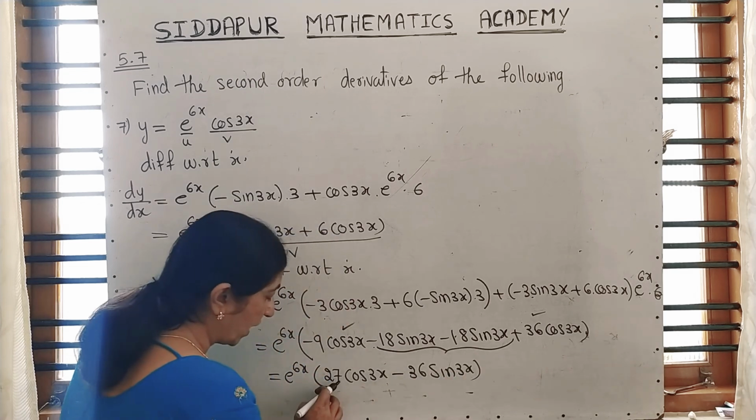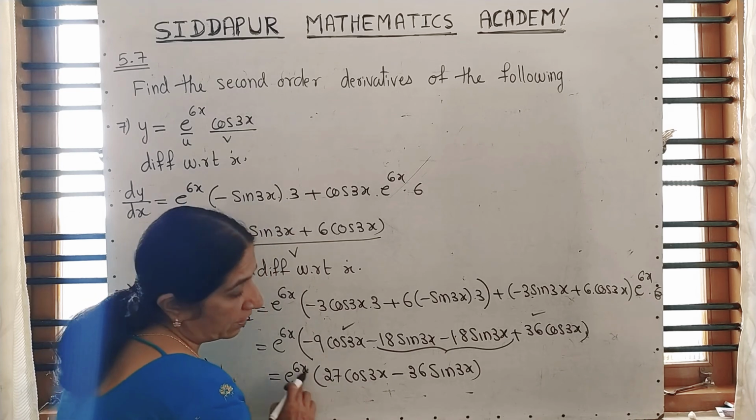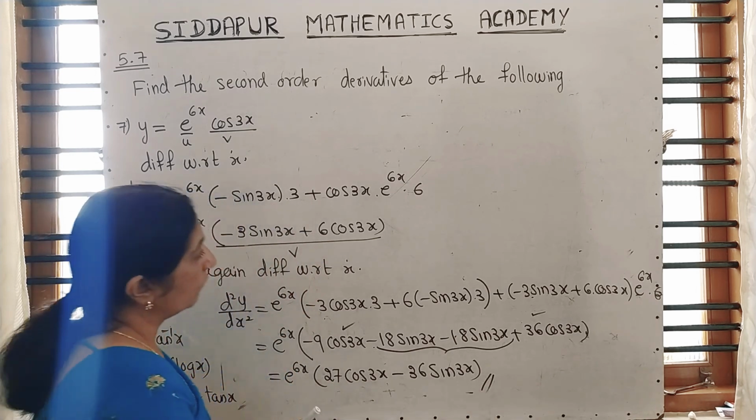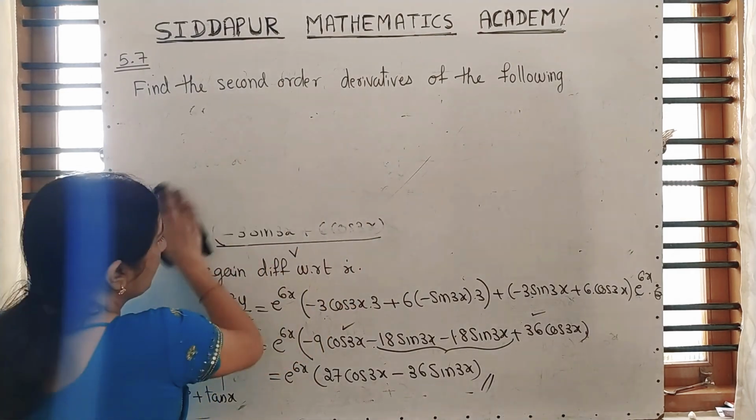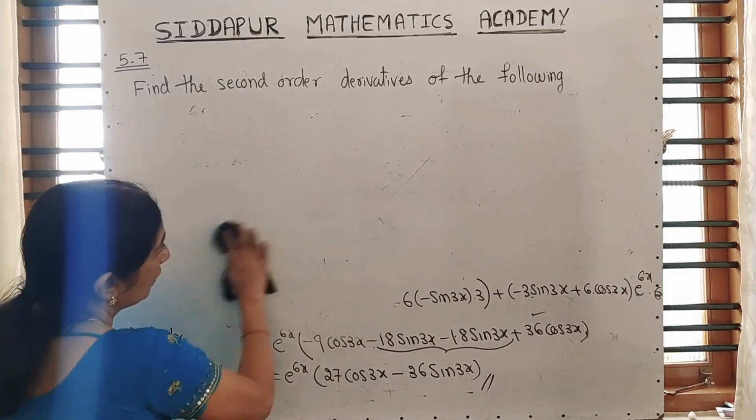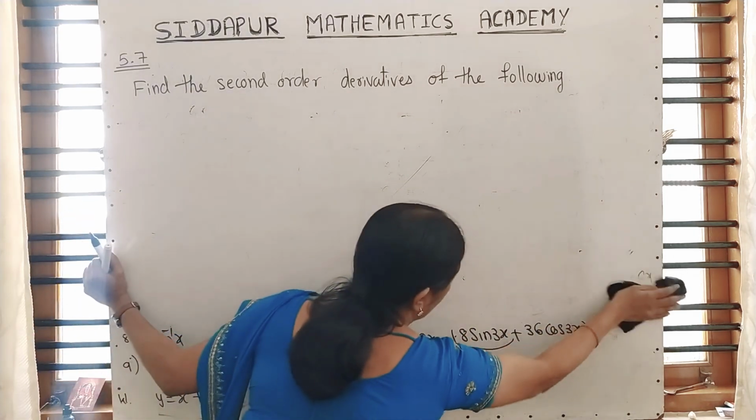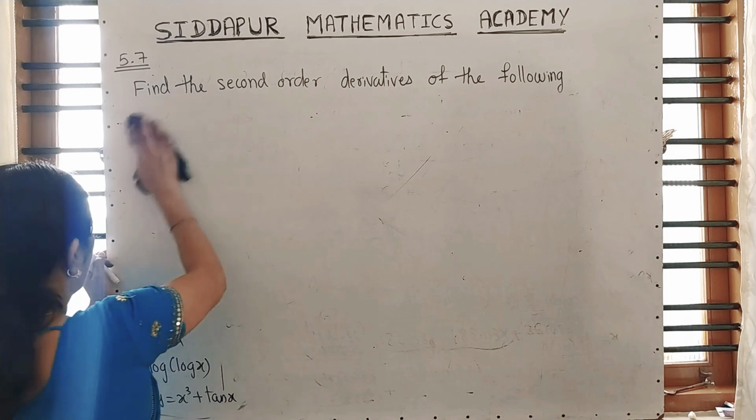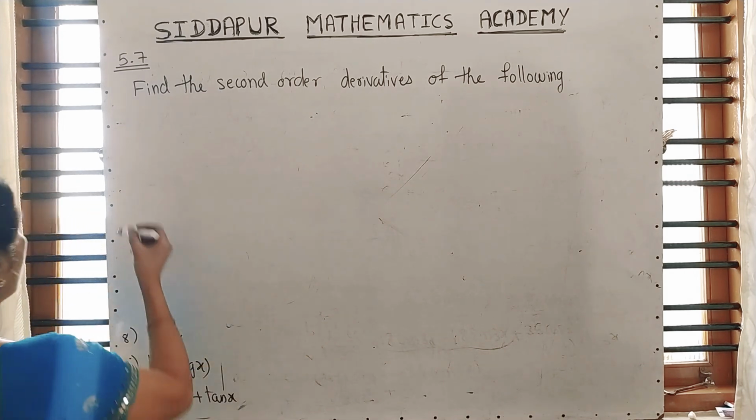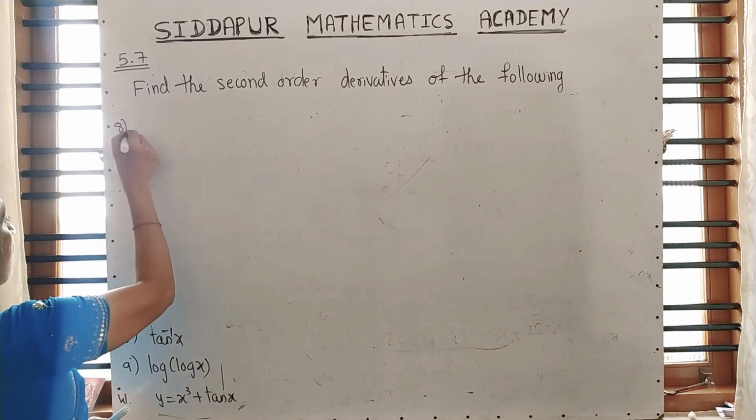If you want, you can take 9 outside. Otherwise, keep it like this. This is the final answer, because the calculation is left with the students, taking common everything at last. Moving to the next question, that is question number 8.